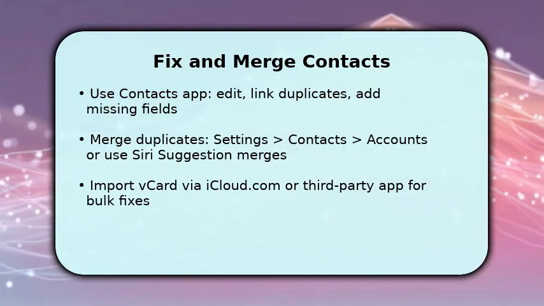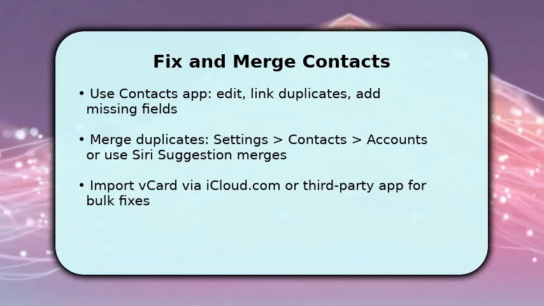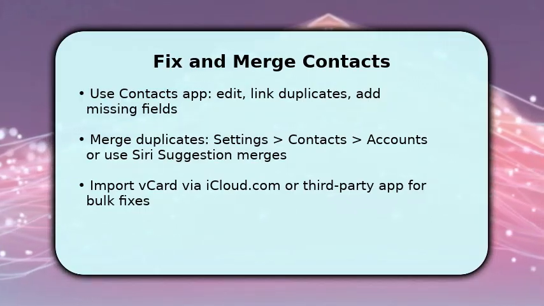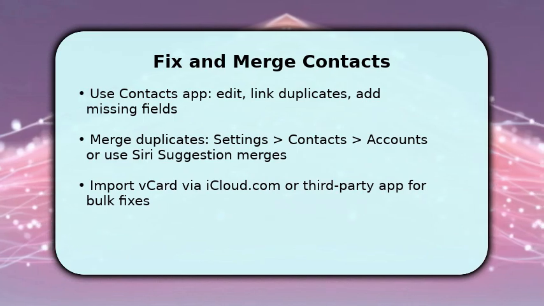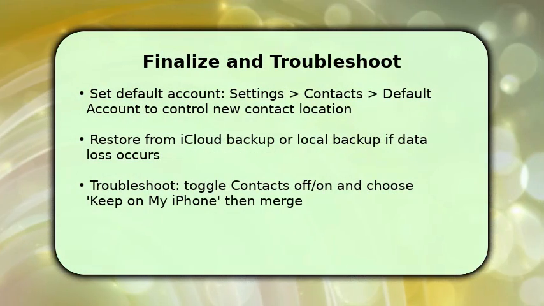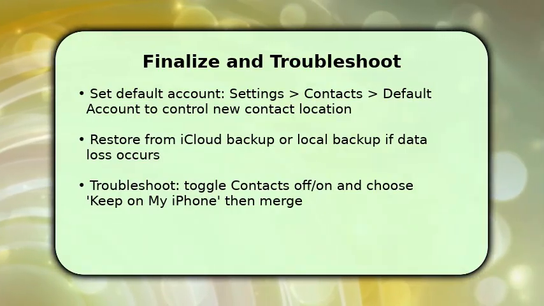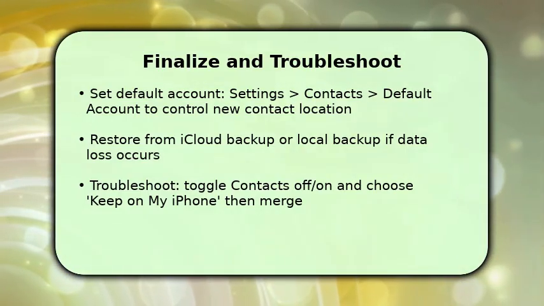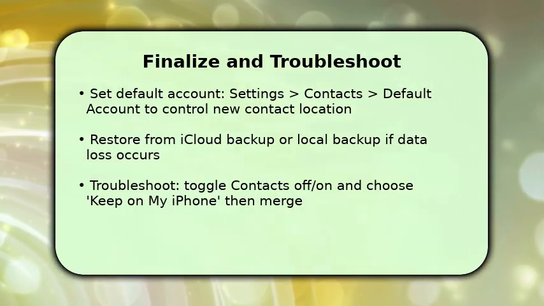For bulk corrections, export or import a vCard through iCloud. This lets you edit in batches and ensures consistent formatting across records, which prevents repeated sync conflicts. Finish by setting your default contacts account so new entries save where you expect. Settings, Contacts, Default Account. If something went wrong, restore contacts from your iCloud or local backup to recover lost data.